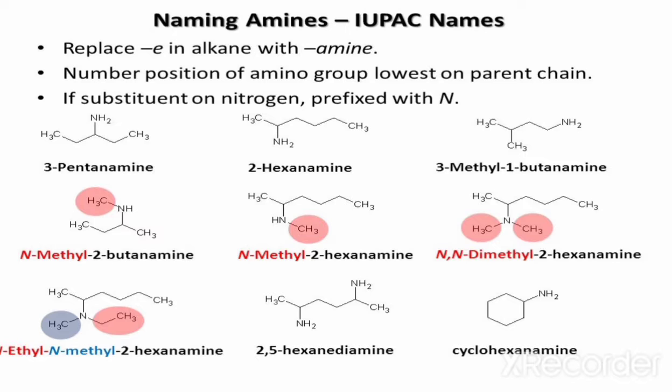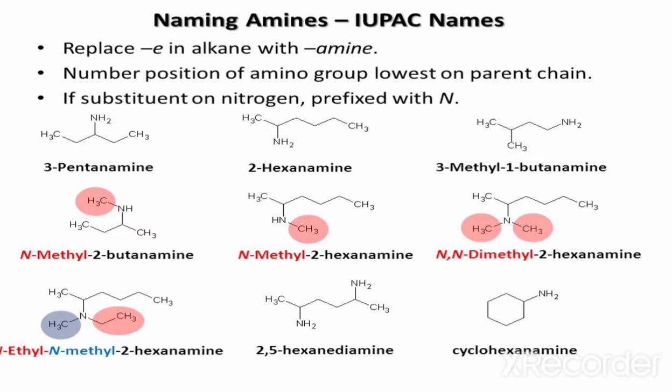And the next example is where one group is attached on the amino group, so we will name it with capital N and the group name methyl, and we have a 4 carbon chain, and on the second carbon there is an amine group, so we will write it as N-methyl-2-butaneamine.